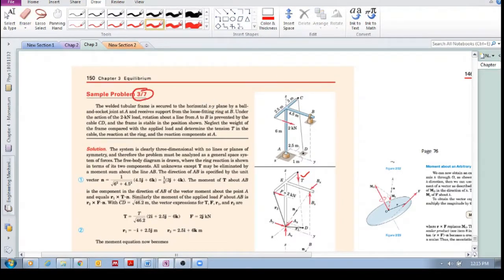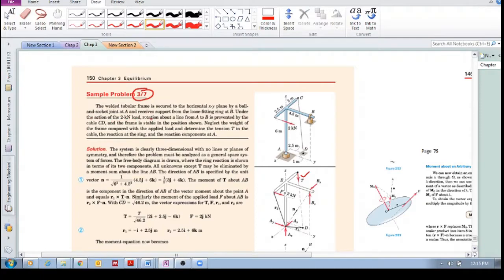Sample problem 3.7. The welded tubular frame is secured to the horizontal XY plane by the ball and socket joint at A and receives support from the loose fitting ring at B. B is along the Y-axis.